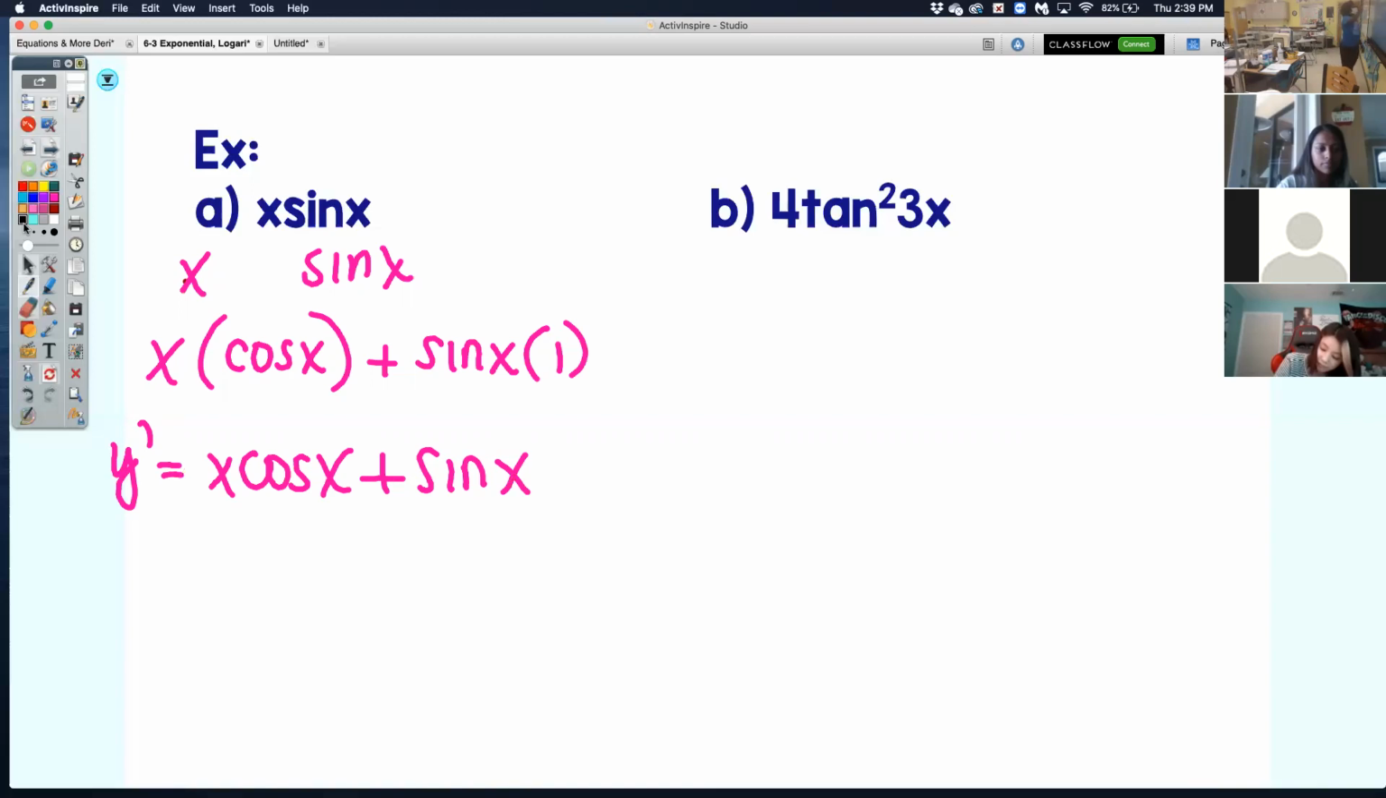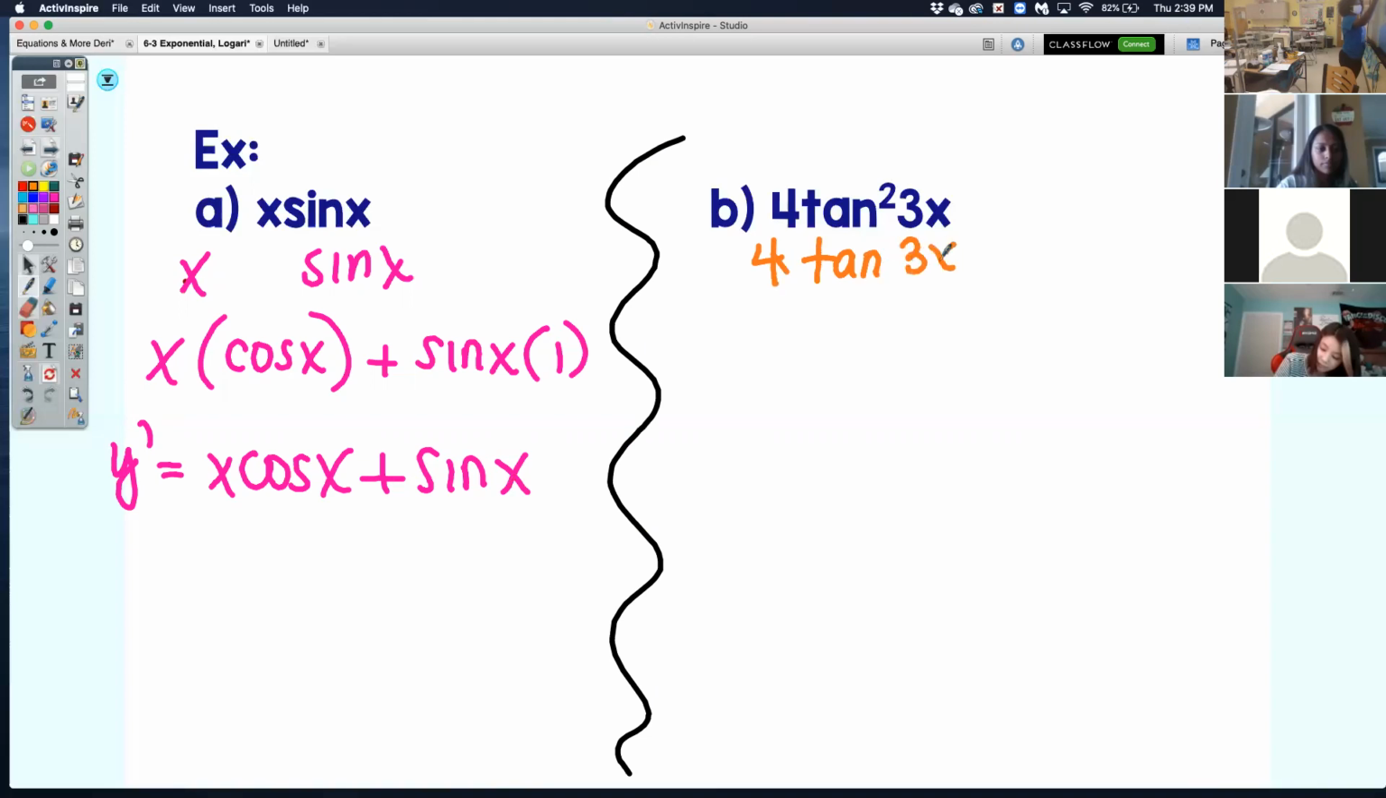Now the next one, yes. What rule am I going to have to use here? Chain. Yeah, chain. And not once, but twice. Oh, great. The reason is because this can be written as 4 tangent 3x, that whole thing being squared. So it's a chain within a chain.